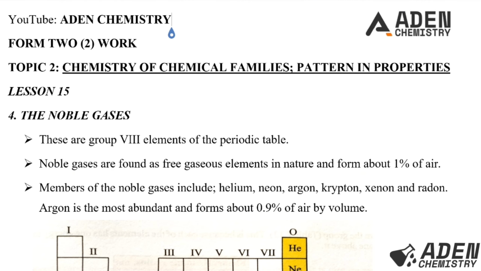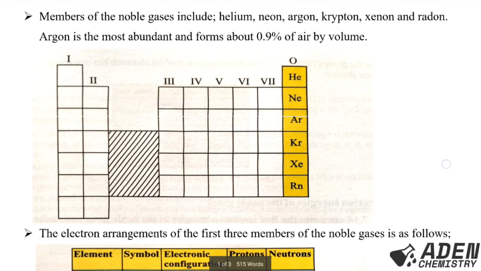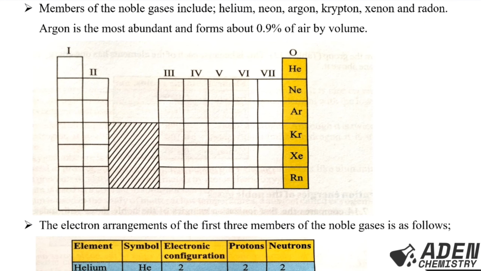So next, let's know what the members of the noble gases are. We're saying members of the noble gases include helium, neon, argon, krypton, xenon, and also radon. And we're saying argon is the most abundant and forms about 0.9% of air by volume.